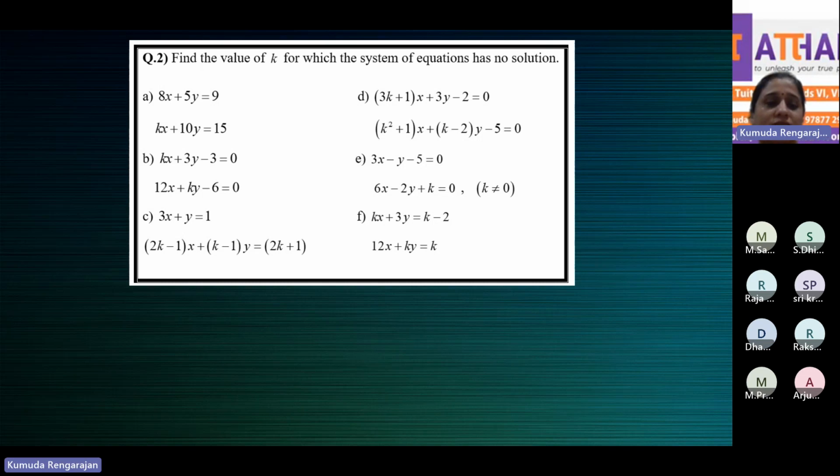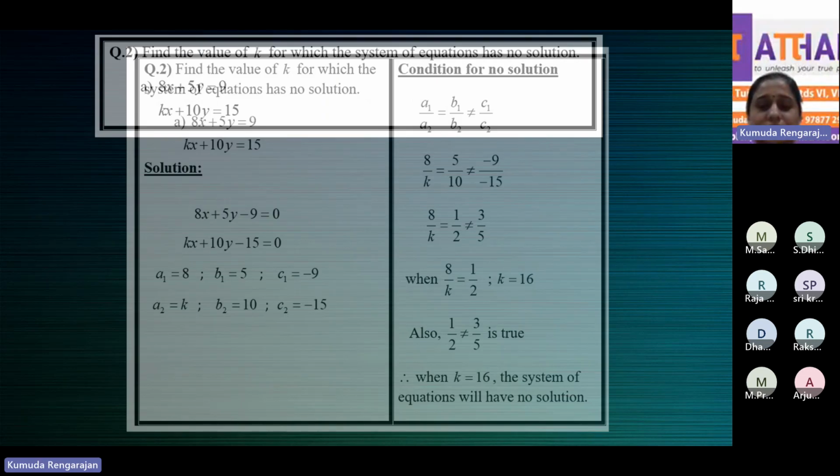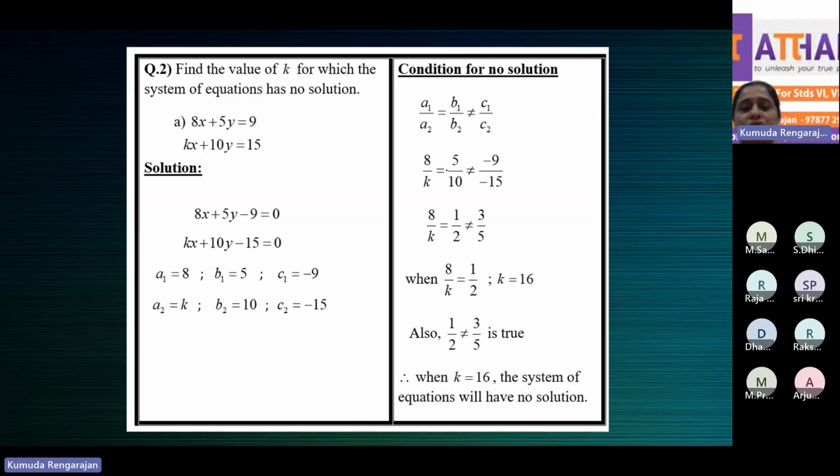Now here you have about 6 questions, and you have to find the value of k if these equations have no solution. Okay, so I'll just do the first one. I'm sure it's easy, you can help yourself. So now find k for no solution. As always, write the equations in the standard form. Write out the values of a1, a2, b1, b2, c1, c2.